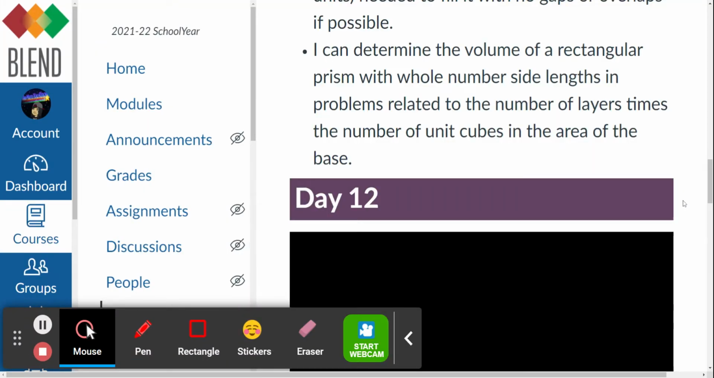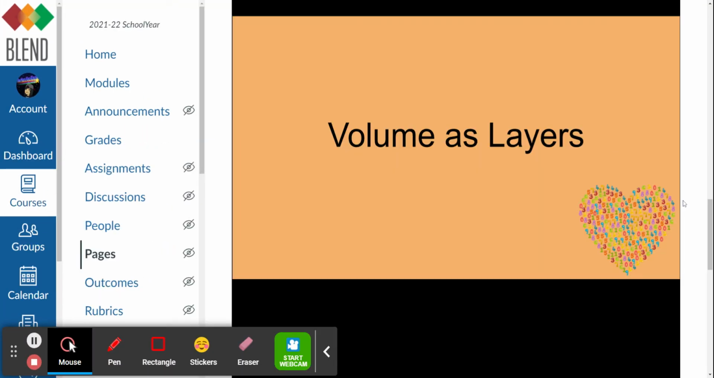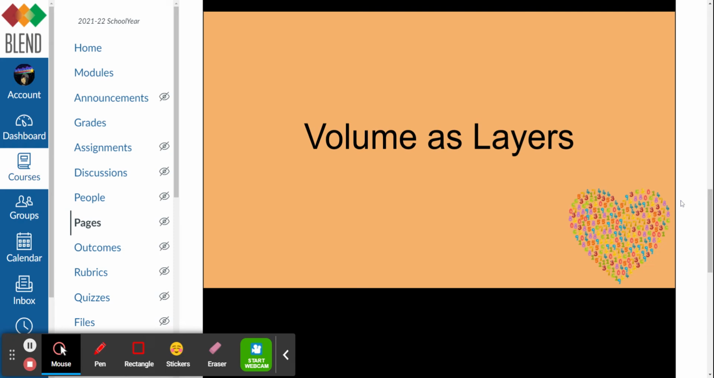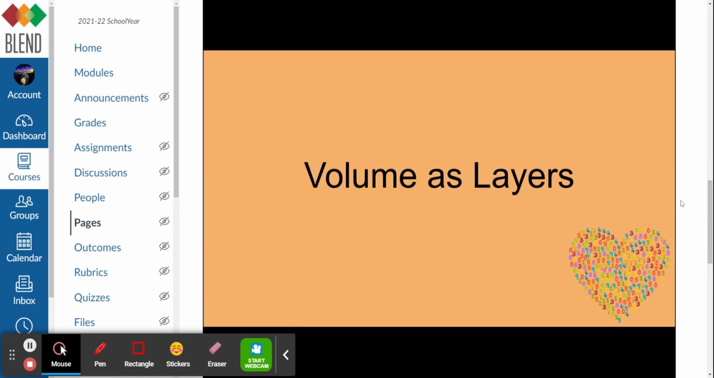Hello everyone. We are going to take another look at some volume stuff. Today we're going to look at volume as layers. Yesterday we took a look at unit cubes in reference to volume. Remember, you can fill any three-dimensional shape with those units. So we are trying to find out how many units go inside each shape.